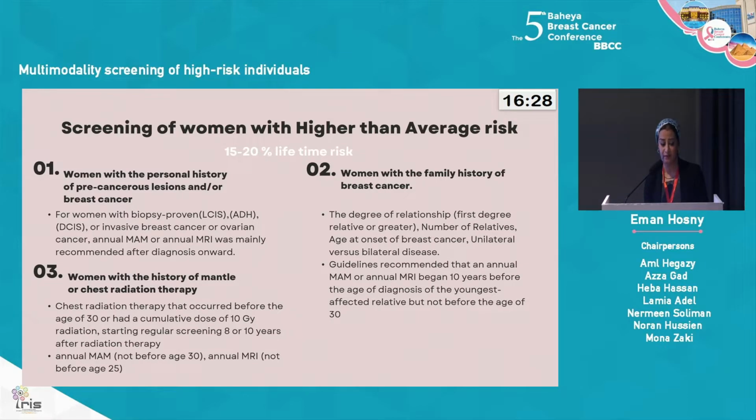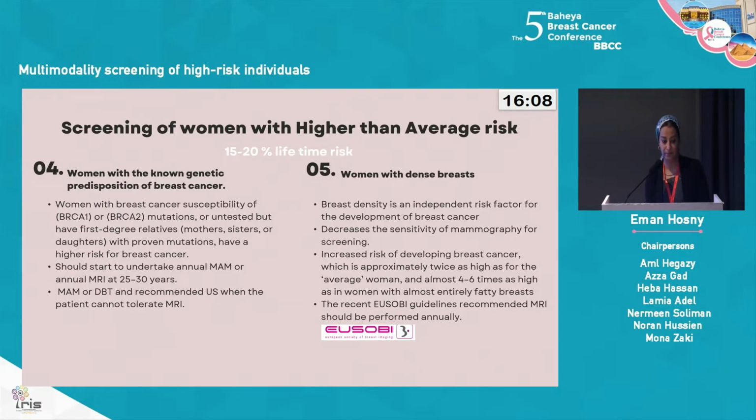Women with a history of mantle or chest radiation therapy, like in Hodgkin lymphoma, chest radiation therapy that occurred before the age of 30 with a cumulative dose of 10 gray, should start regular screening 8 to 10 years after radiation therapy: annual mammogram not before age 30, and MRI not before age 25.